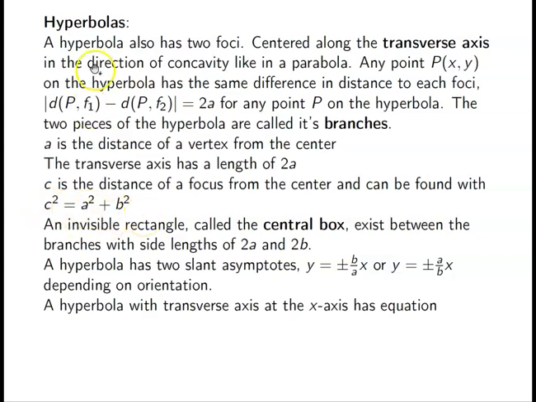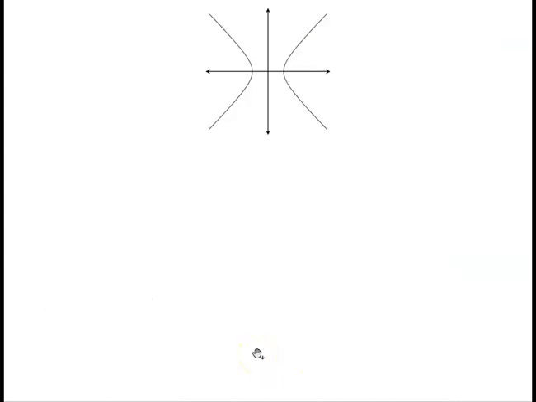So the form of our equation looks very much like the form of an ellipse, except an ellipse is plus, right? It's positive and positive. They're being added together. For a hyperbola, you're going to have a subtraction sign in it. So it looks exactly the same as an ellipse, form-wise, but it's different because there's a negative sign there. Things are being subtracted.